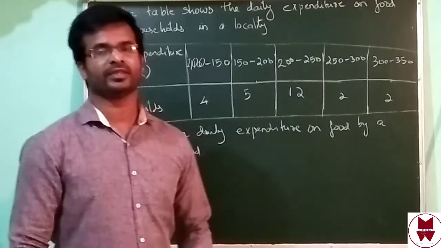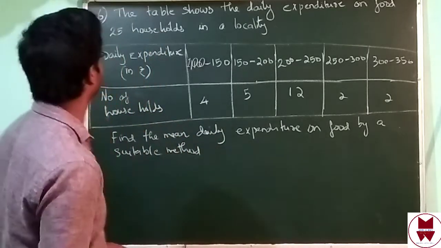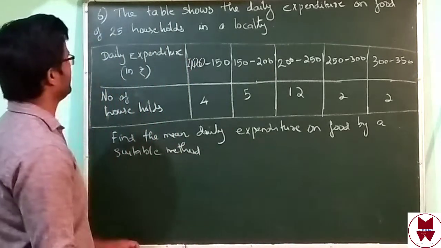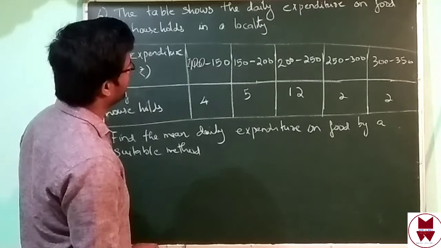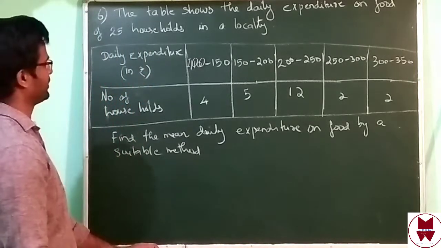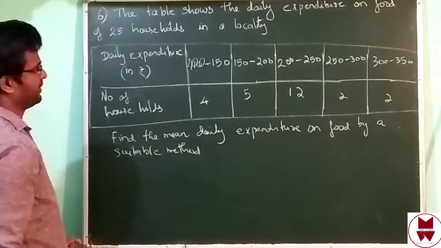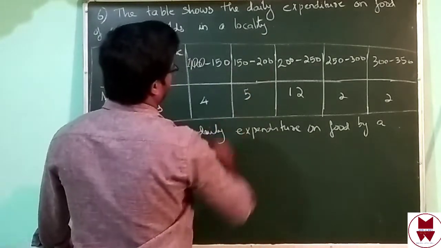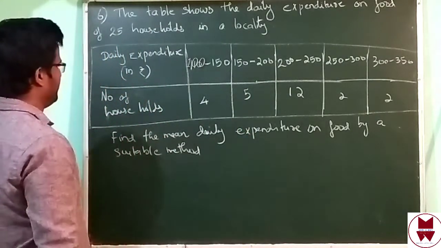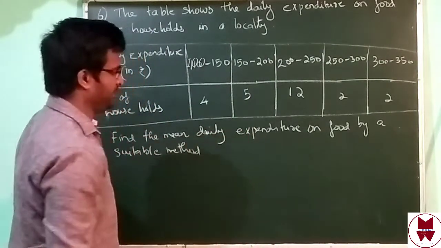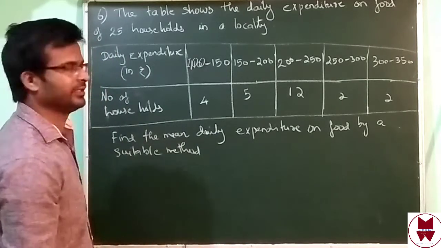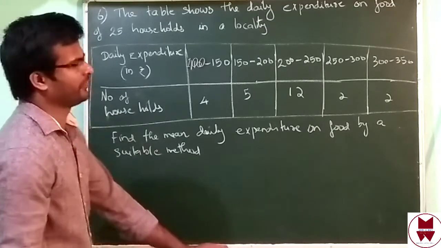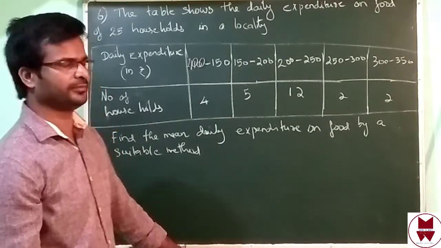That is our answer, 57.19. Now we can see question number 6. The table shows the daily expenditure on food of 25 houses in a locality. One table is given here. Daily expenditure is given: 150 for a house, then 152, 205, like that. Find the mean daily expenditure on food by a suitable method. We can use any method here. Now here also we can use the step deviation method.